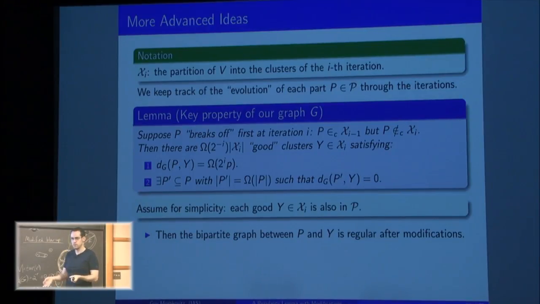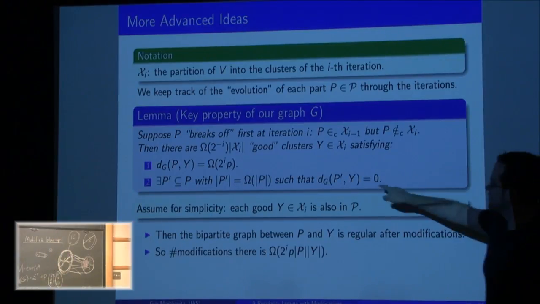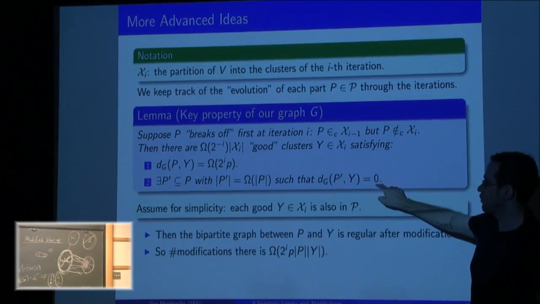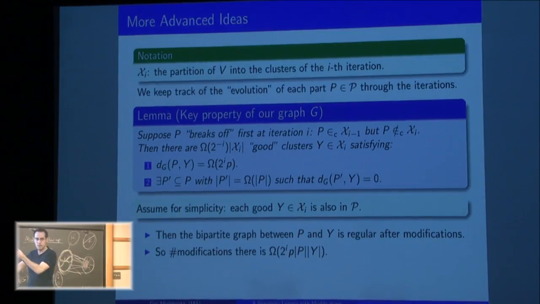They are both parts of the partition P, and so that means that they have to be epsilon regular, P to the 10 regular, after some modifications. Sure, some modifications are allowed, but this bipartite graph has to be regular. But because you have such a large subset of such small density, it's not hard to see that in order to turn the bipartite graph induced by P and Y regular, P to the 10 regular, actually just P over 10 would also be fine, you actually need to modify a constant fraction of the edges there, basically.